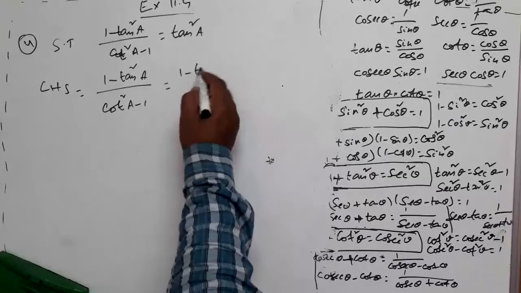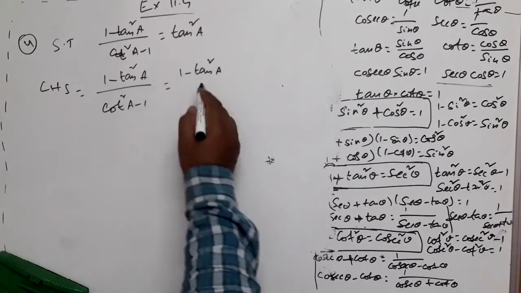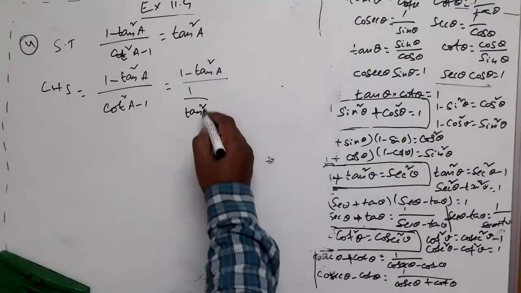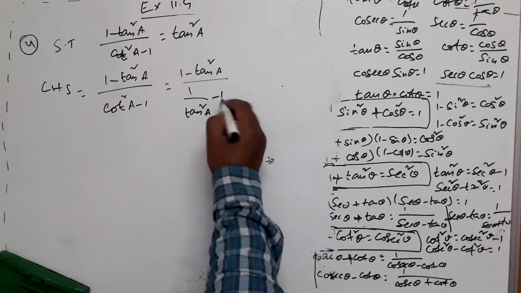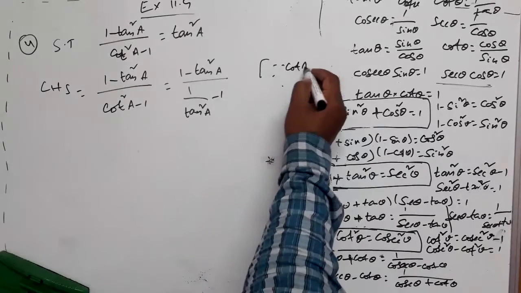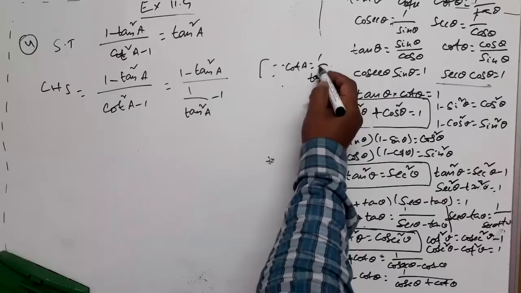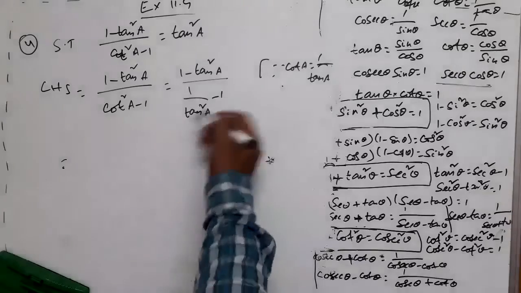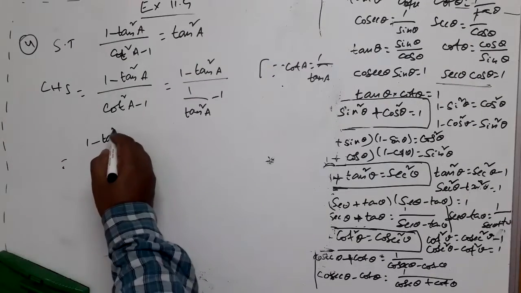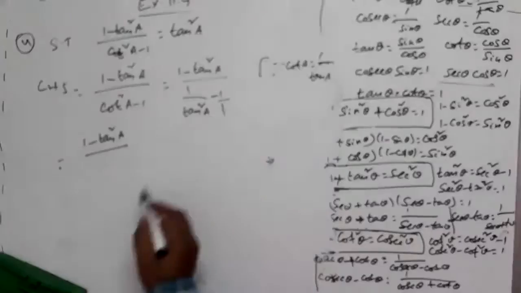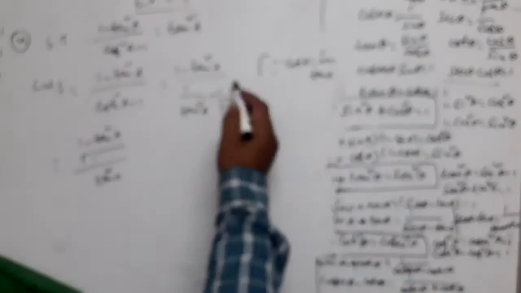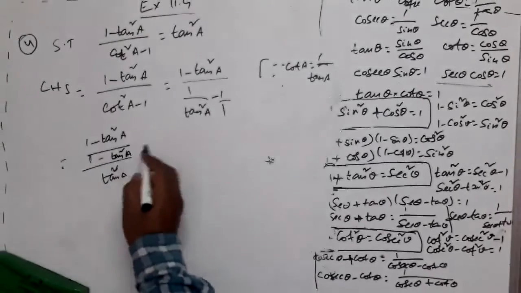I am leaving tan like this, but I am writing cot square theta as 1 by tan square theta, because cot A can be written as 1 by tan A. Now let us simplify further. The numerator I am leaving as it is. For the denominator, the LCM is tan square A: 1 into 1 is 1 minus tan square into 1 is tan square A.